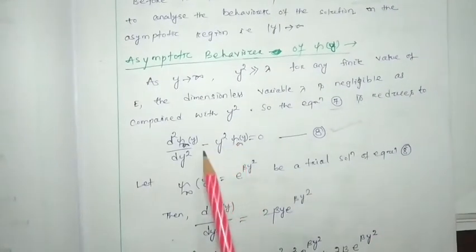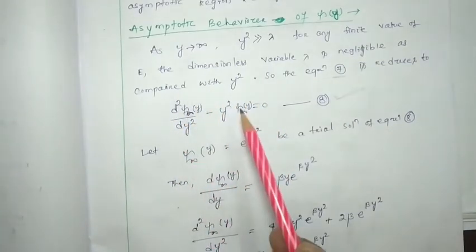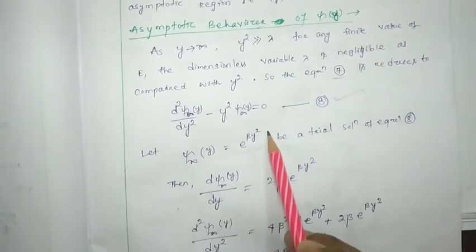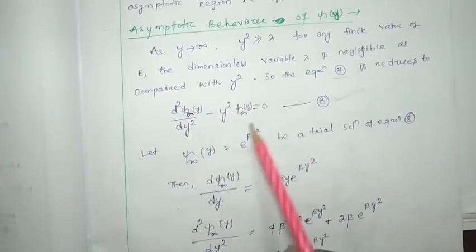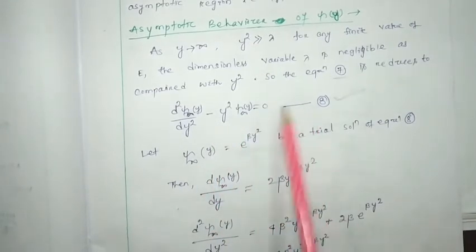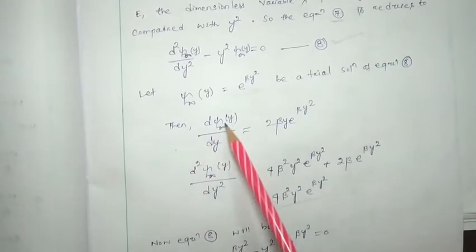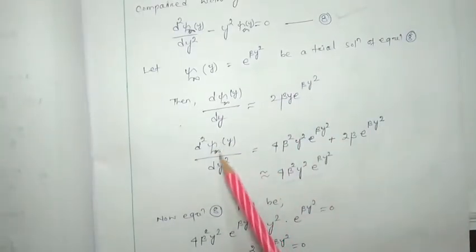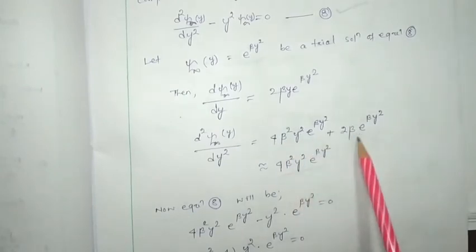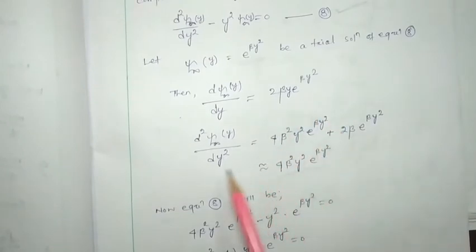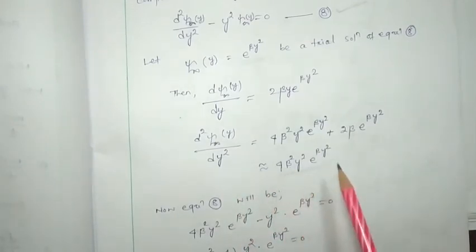This is a second order differential equation, and let its trial solution be e to the power beta y square, because in general the solution of this type of equation will be of this form. So let the trial solution of equation number 8 be psi infinity y equal to e to the power beta y square. Then the first derivative is 2 beta y e to the beta y square. The second derivative is this much. If I compare these terms, beta square y square is there, so this will be negligible as compared to this one. So I consider the second derivative approximately as 4 beta square y square e to the power beta y square.